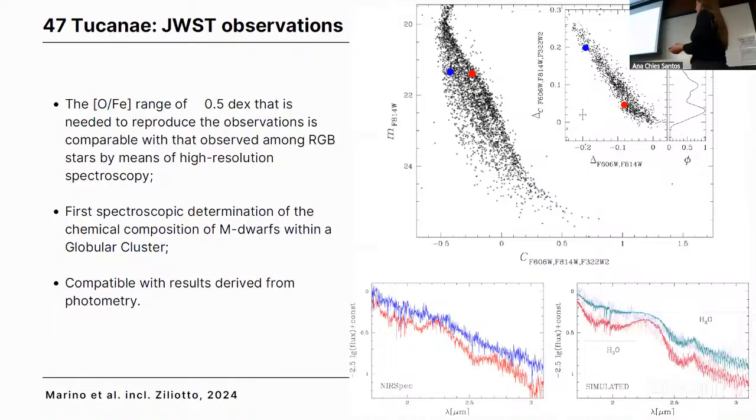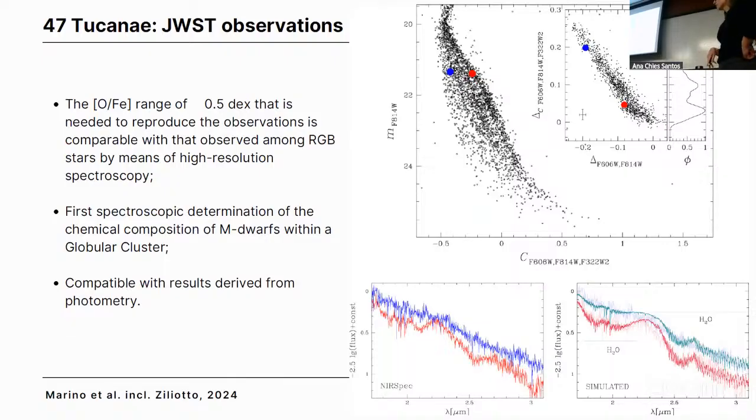Here you see in the upper panel the chromosome map with this other photometric diagram, where we see first population stars in red and second population stars in blue. We also have the spectrum for these two stars. We see that they are significantly different from each other, and from simulations, we think this difference is because of the difference in oxygen, these water molecules. So we did the same procedure using photometry.